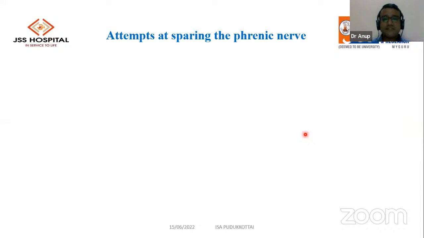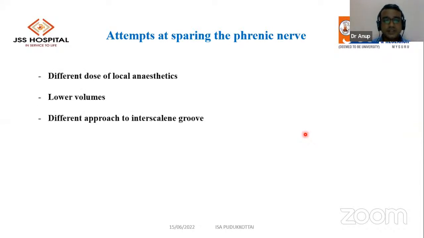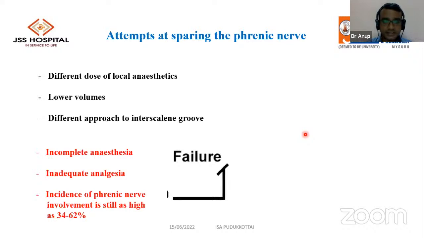So researchers have attempted different things to spare this phrenic nerve. They have tried different doses of local anesthetics. They have used different volumes of local anesthetics, and they have approached the interscalene groove in different ways. But were they successful? As such, no. That is because of incomplete anesthesia and inadequate analgesia, and in spite of all this effort, the involvement of the phrenic nerve still stays as high as 34 to 62%.